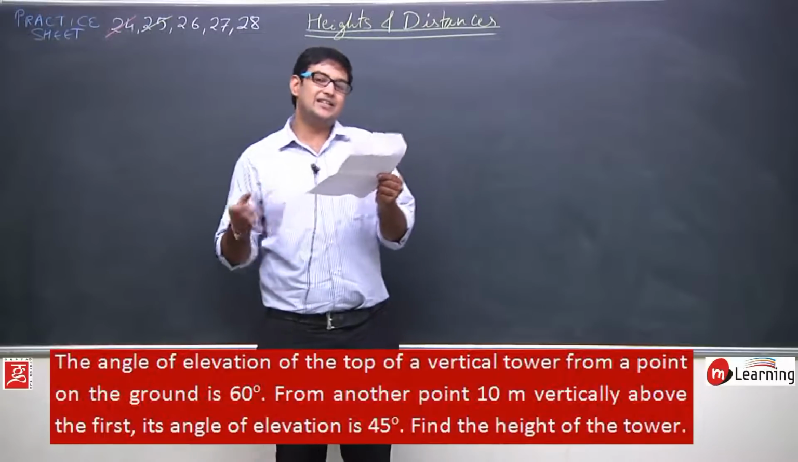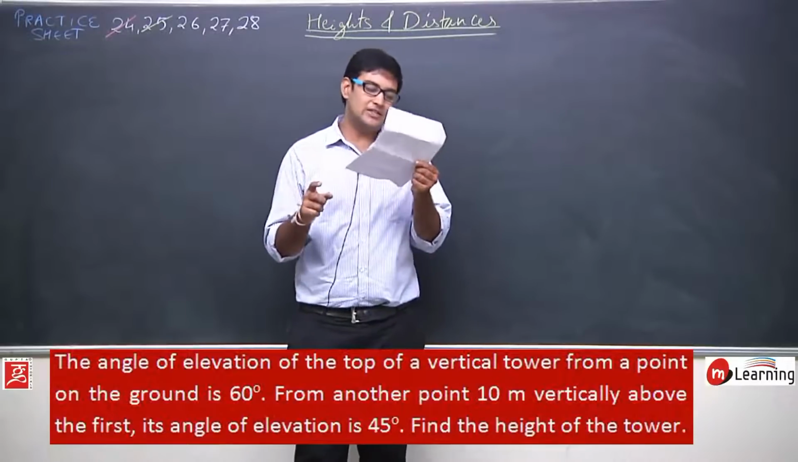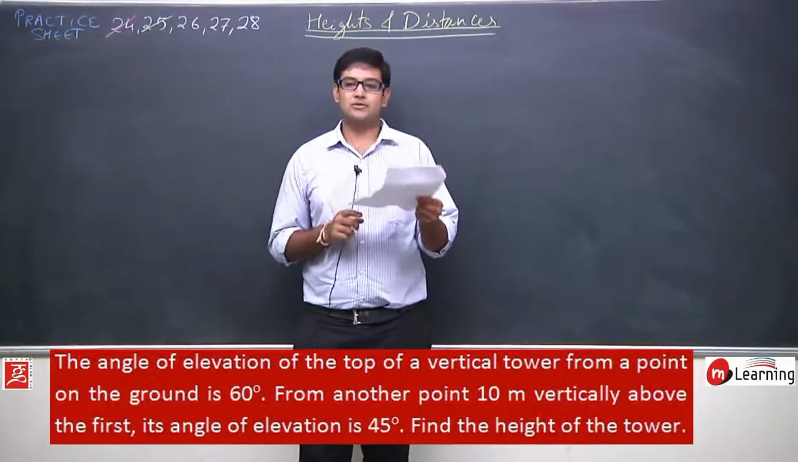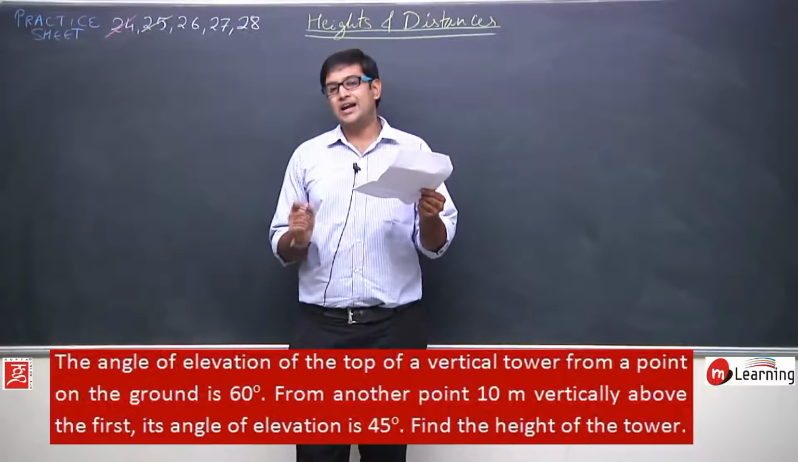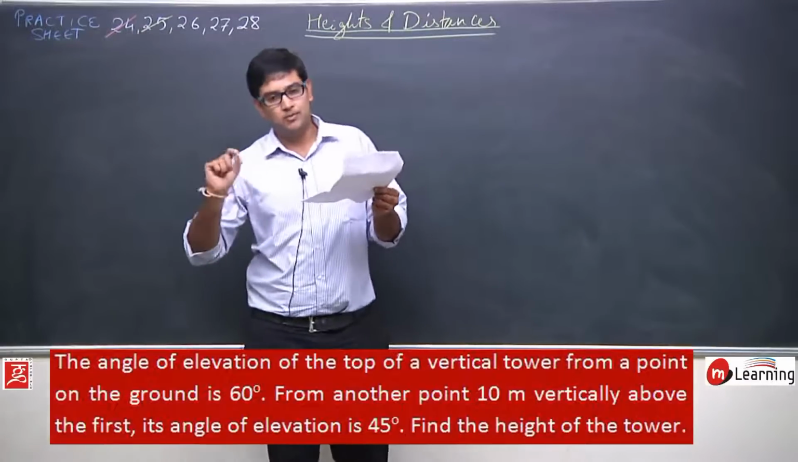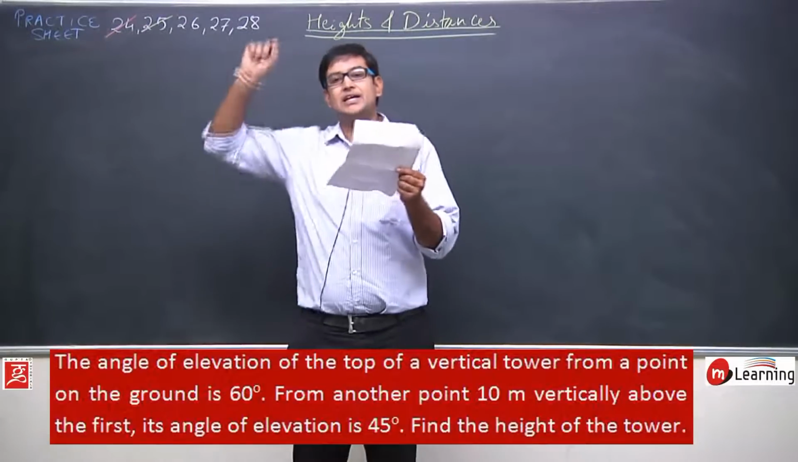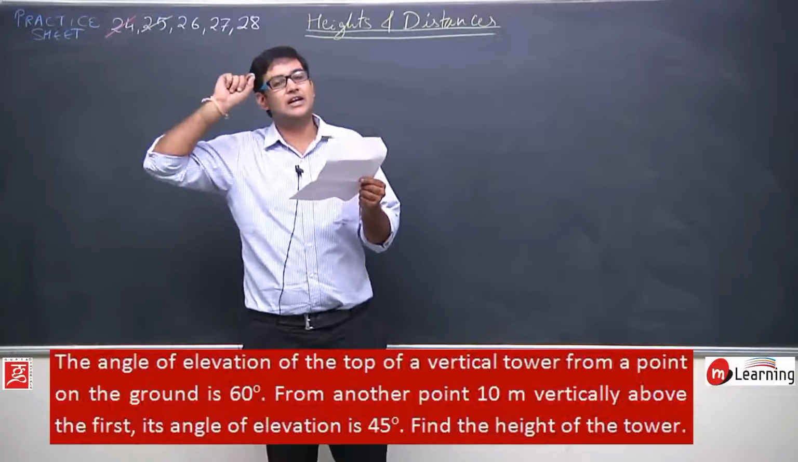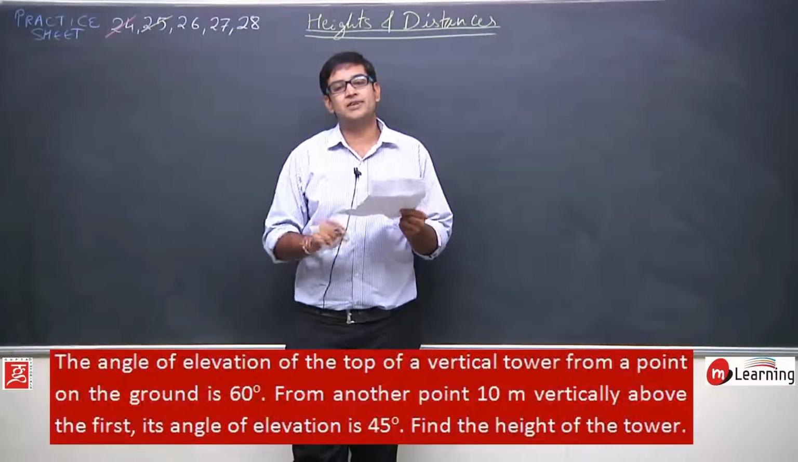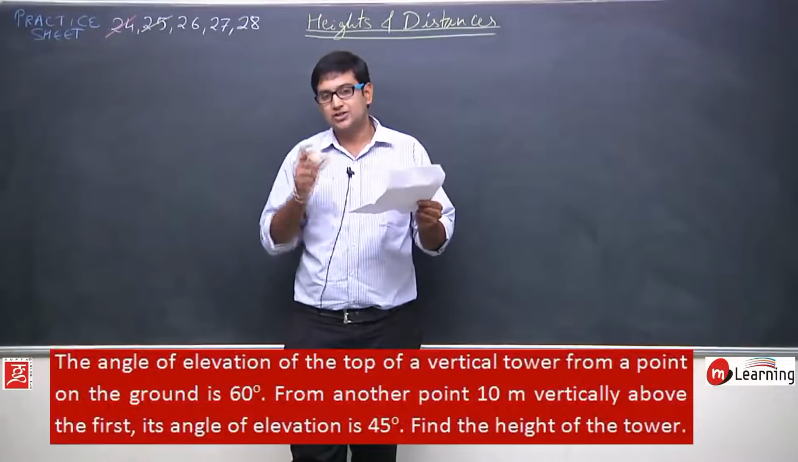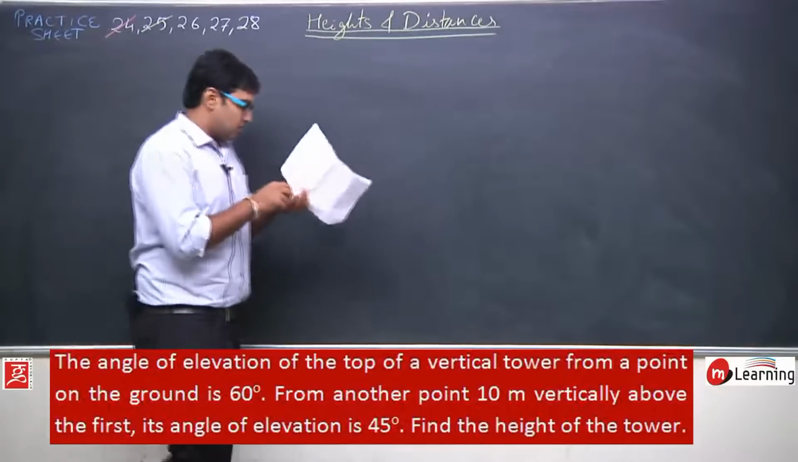So it says that there is a tower and the angle of elevation of the top of this tower from a point is 60 degrees. And if I observe the same top from a point which is 10 meter vertically above the first point of observation, the angle of elevation will become 45 degrees. So this is the twist of the question.